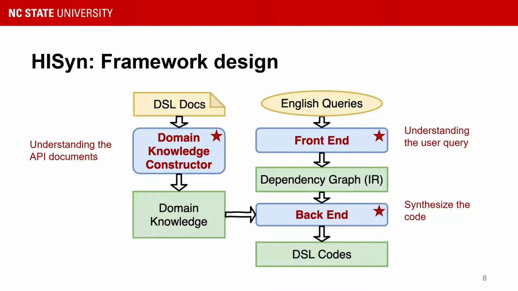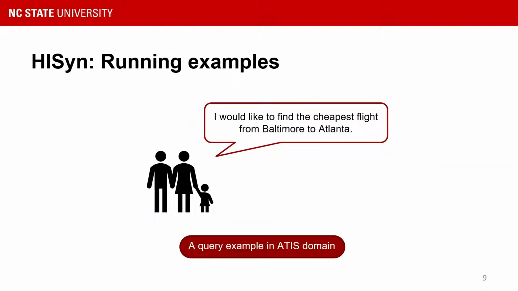Okay, so next let's look at how each of these components work at a lower level by using a running example from the ATIS domain described earlier. Specifically, we're going to be using the following English language query: I would like to find the cheapest flight from Baltimore to Atlanta.